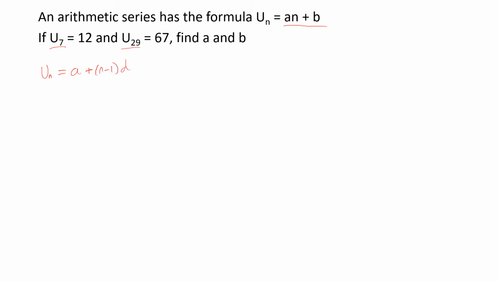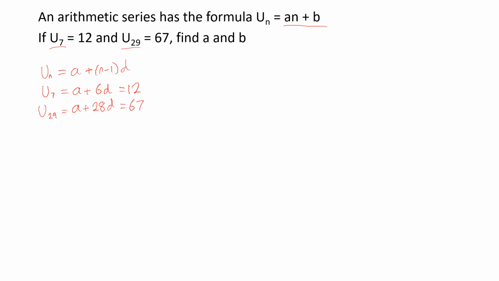And then we're going to write down two statements based on the two statements they've given us. They told us that u7 was equal to 12. So let's do that first. Let's sub in that n is 7. So that'll give us u7 is a plus 6d, because obviously 7 minus 1 is that. And we know that's equal to 12. And u29 is equal to a plus 28d, which is equal to 67.